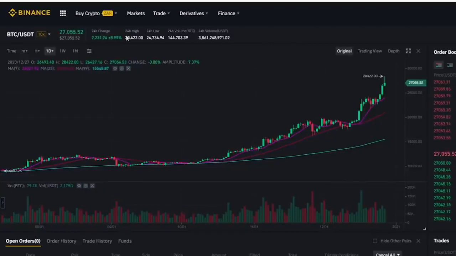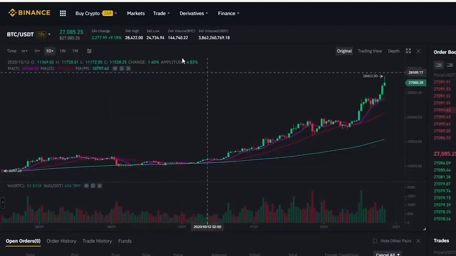The highest it has gone, this is a 24-hour high. The highest BTC has gone today is $28,422. The lowest it has gone is 24,734, meaning in 24 hours it has moved from 24,000 up to 28,000.